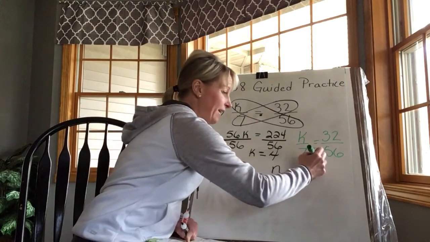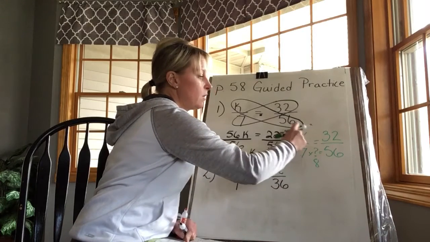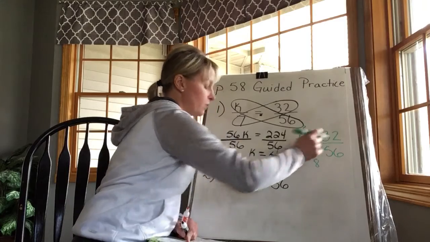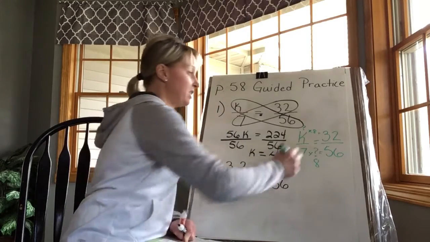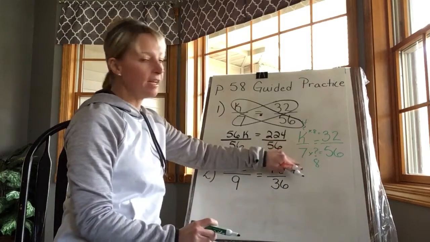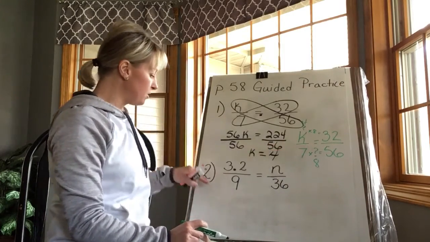Yeah, I multiply it by 8. So if I take 7 times 8 to equal 56, what times 8 equals 32? The answer is 4. So you can come up with the same answer if and only if it makes easy equivalent fractions. So let's look at number 2.